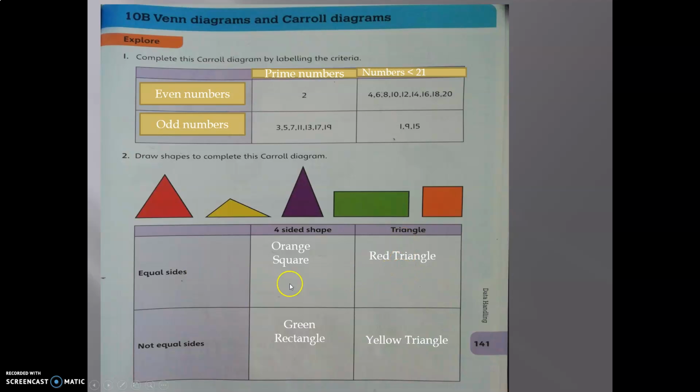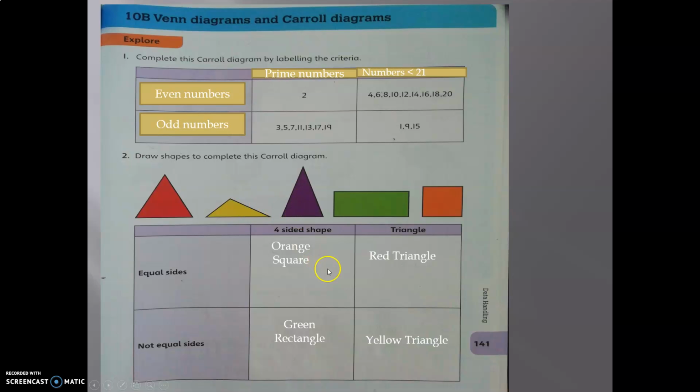Triangle and equal sides. Let's go to the second row. Not equal sides. For the 4-sided shape, we have the green rectangle. For the rectangle, we know that the 4 sides are not equal. We just have 2 opposite sides equal and parallel, and the other 2 opposite sides are shorter, but they are equal in length and parallel. Look at the yellow triangle. The yellow triangle is a scalene triangle. It means the 3 sides are not equal.